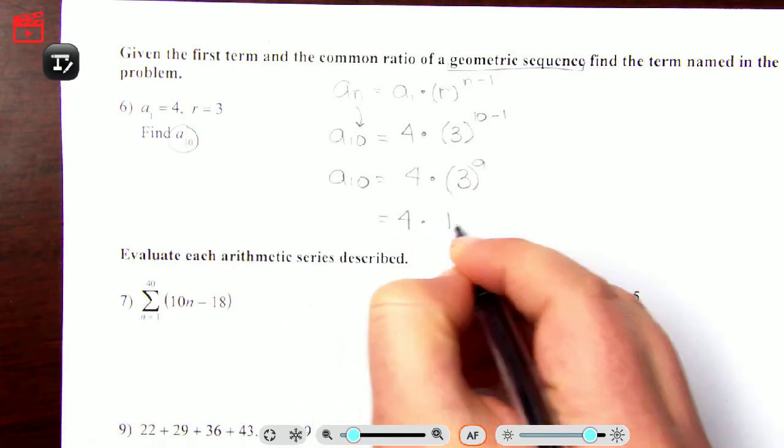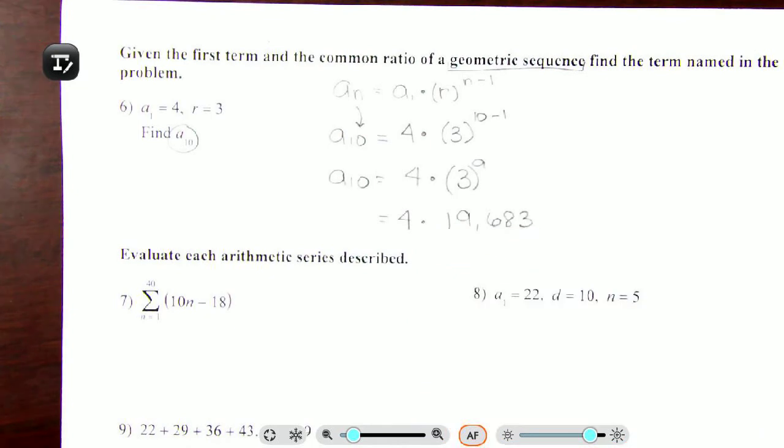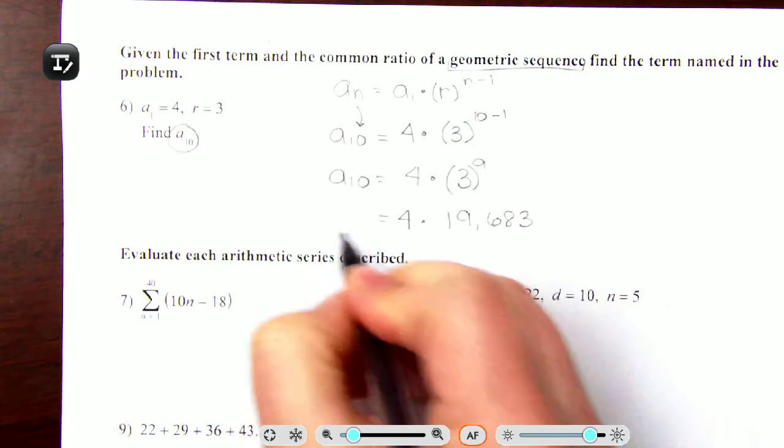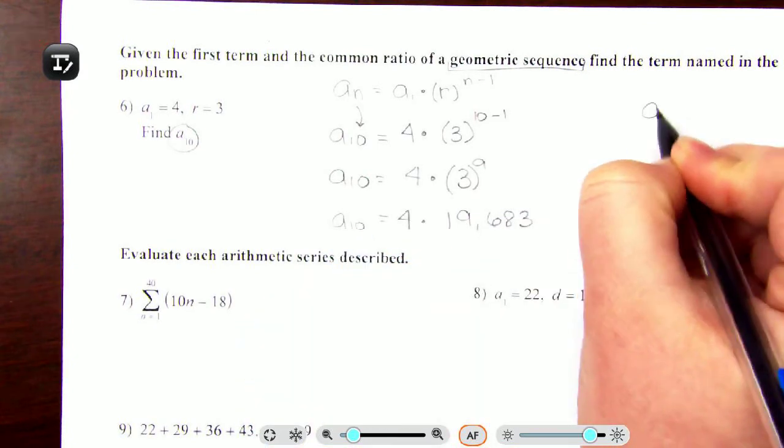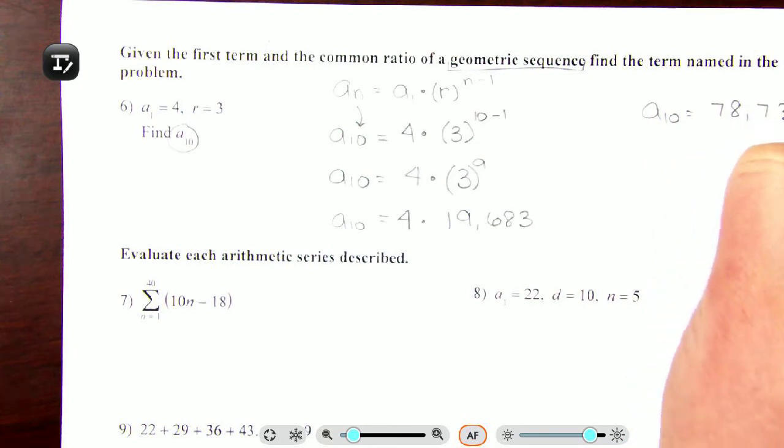So 3 to the 9th power is 19,683. And 19,683 times 4 is equal to 78,732.